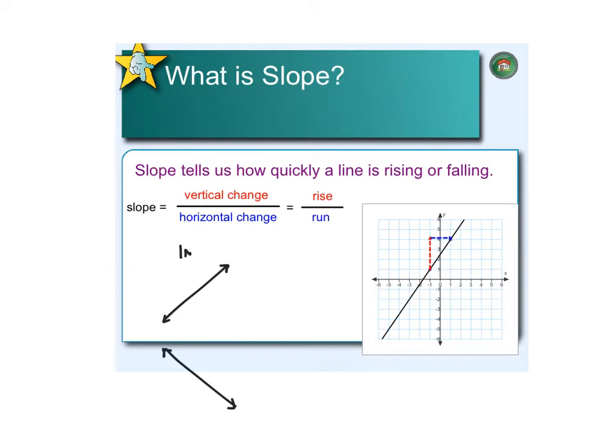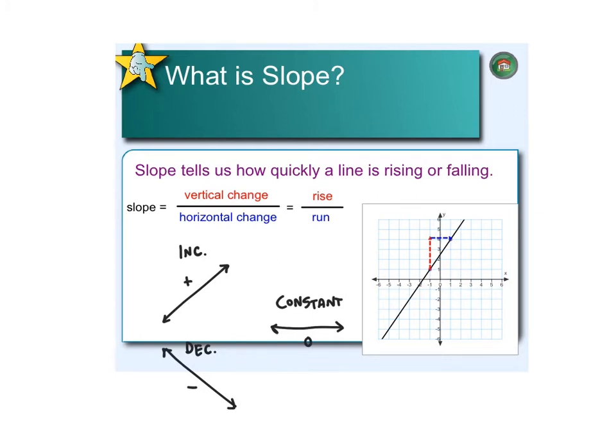So we've got increasing function, that should be a C. Increasing, decreasing, and constant would be a horizontal line. So the slope of an increasing line would be positive, the slope of a decreasing line negative, and the slope of a constant line will be 0. Slope tells us how quickly a line is rising or falling.